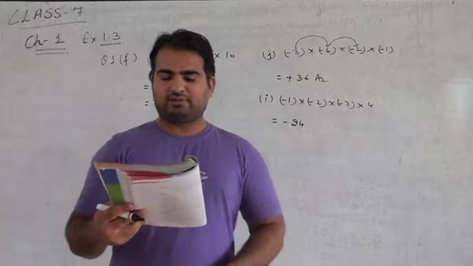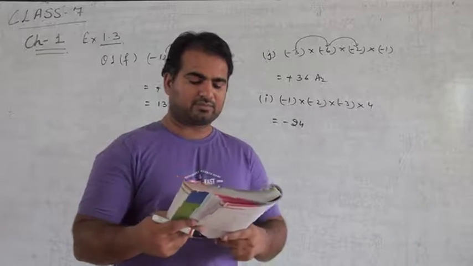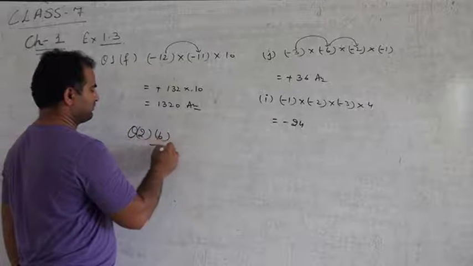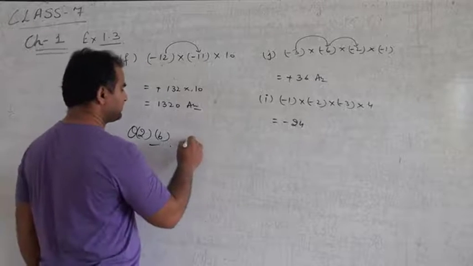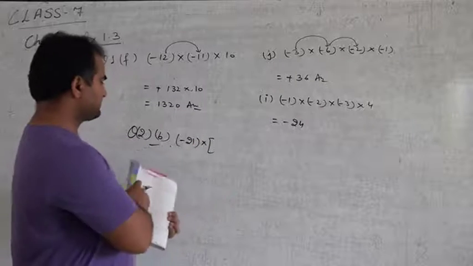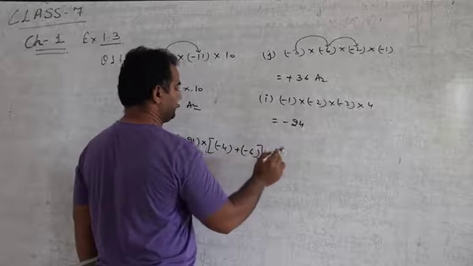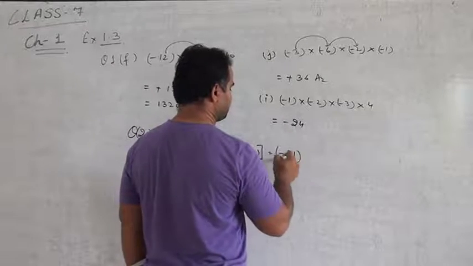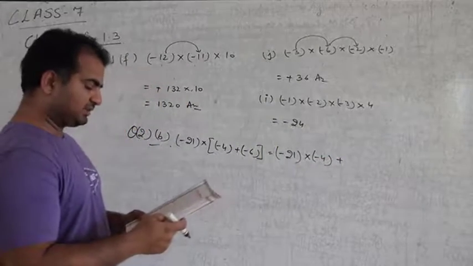Okay, question number second is verify the following. So I am doing question number B. Question number 2 B: minus 21 into bracket open minus 4 plus minus 6, bracket close, equals to minus 21 into minus 4 plus minus 21 into minus 6.